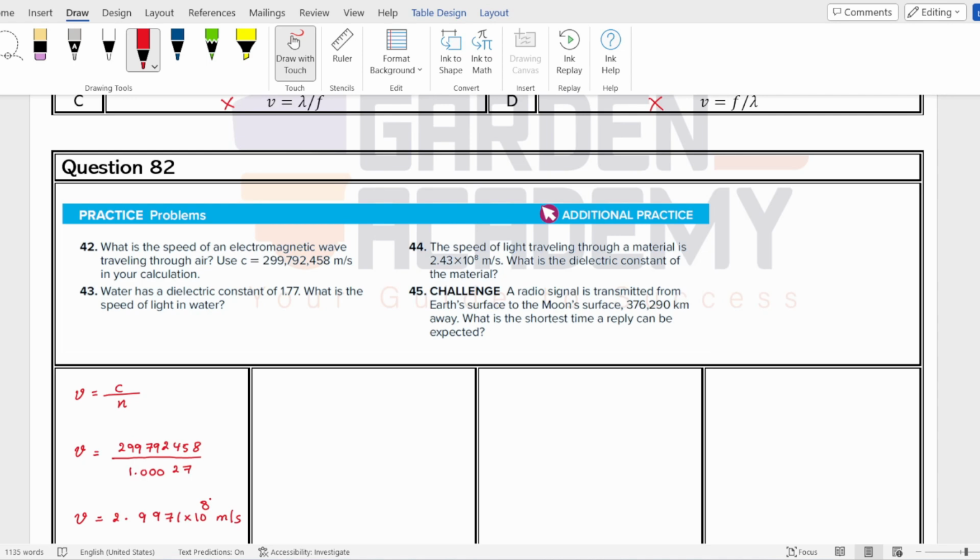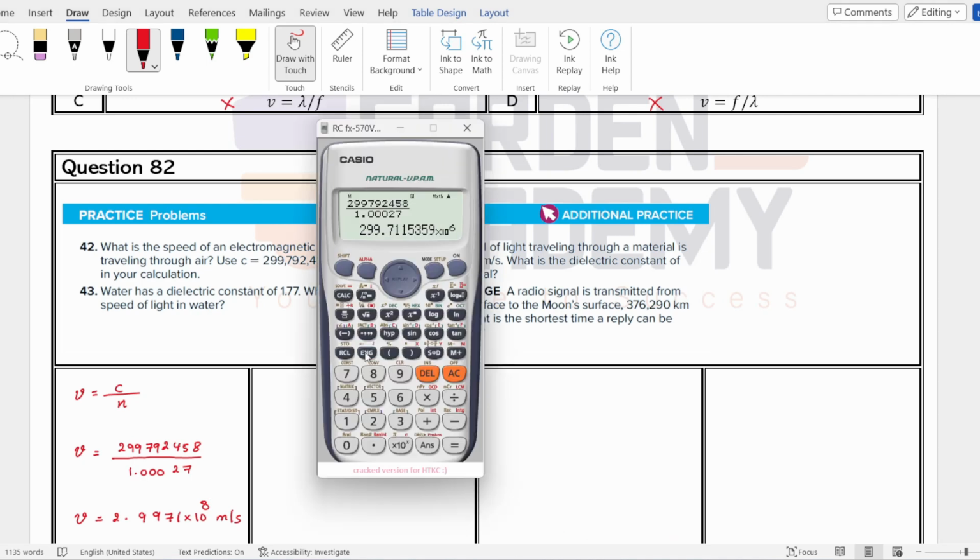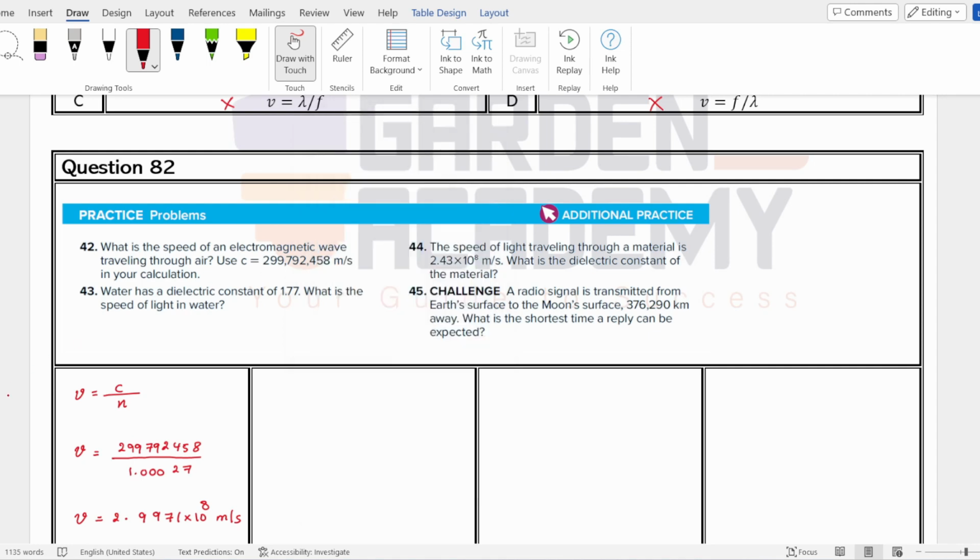How did I know that this is 10 to the power 8? If we go to the calculator here and press on this again, let's do it again. Sorry, the answer. So this is times 10 to the power 6. If you shift this decimal again 2 digits to the left, I get 10 to the power 8. So basically it's 2.9971 times 10 to the power 8. Anyway, let's go to question 43.